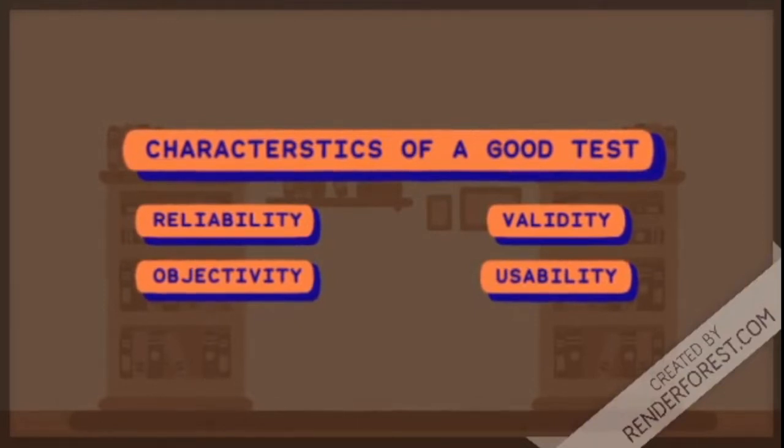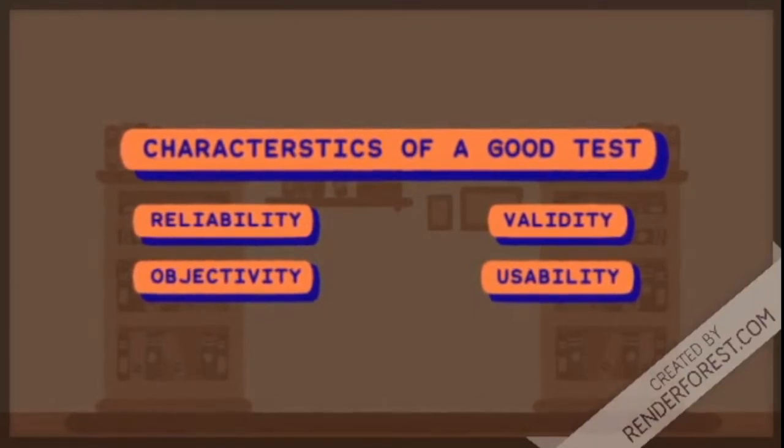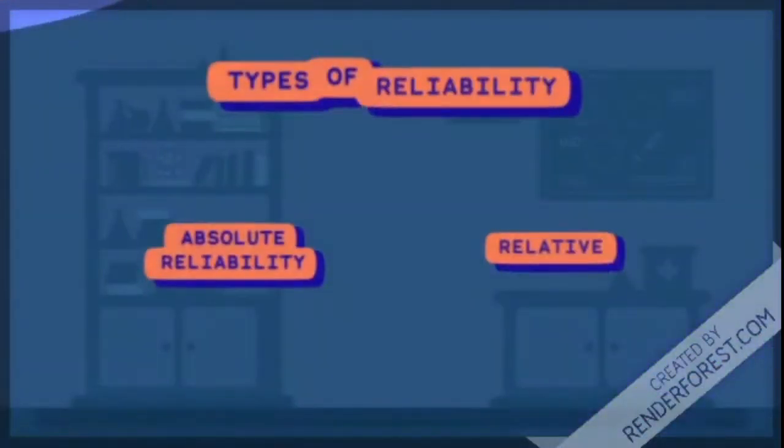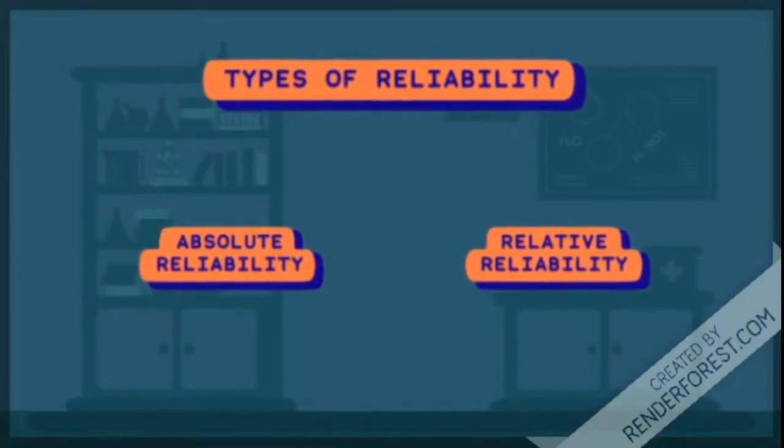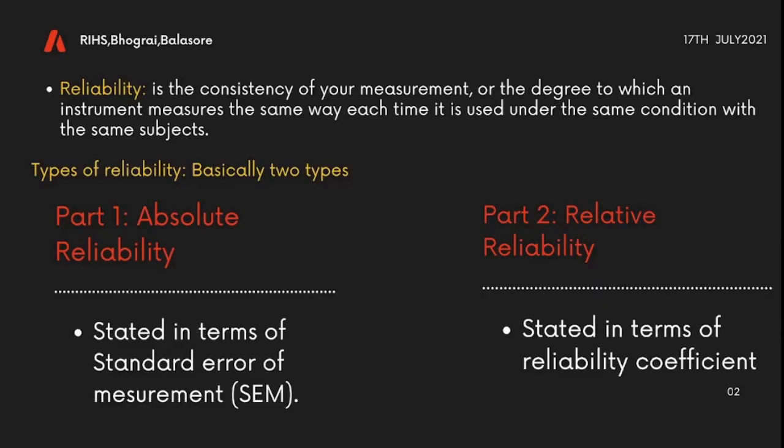Further, reliability is of two types: absolute reliability and relative reliability. Absolute reliability is stated in terms of standard error of measurement, and relative reliability is stated in terms of reliability coefficient.